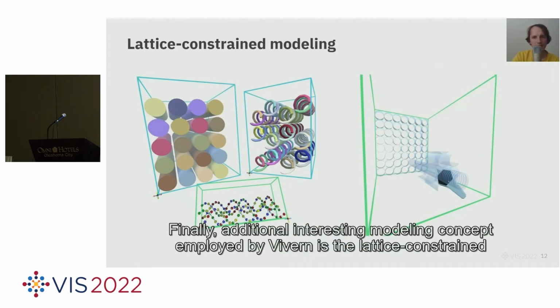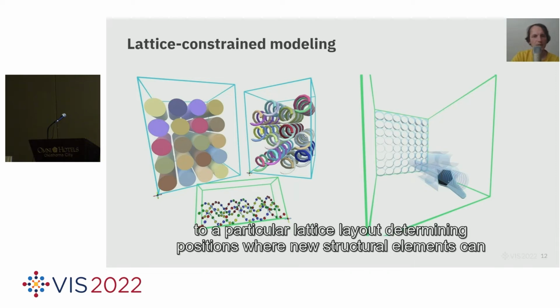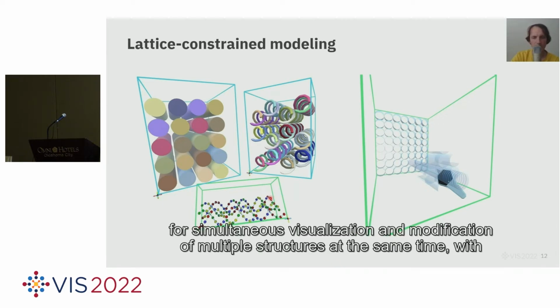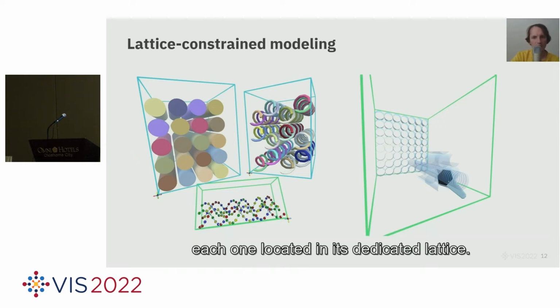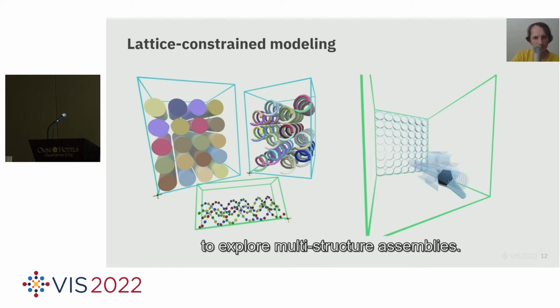Finally, an additional interesting modeling concept employed by Vivern is the lattice constraint design. It's based on the fact that multilayer DNA origami structures are usually constrained to a particular lattice layout, determining positions where the structural elements can be created. Vivern preserves these constraints for each of the loaded structures. However, it allows for simultaneous visualization and modification of multiple structures at the same time, with each one located in its dedicated lattice. In this way, the internal constraints are preserved while the user is given the freedom to explore multi-structure assemblies.